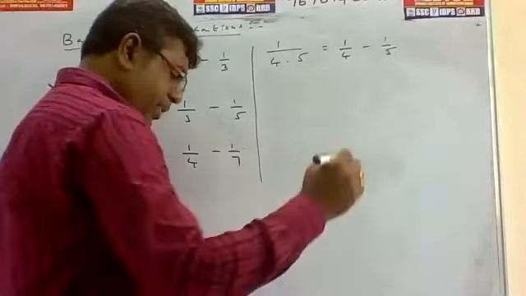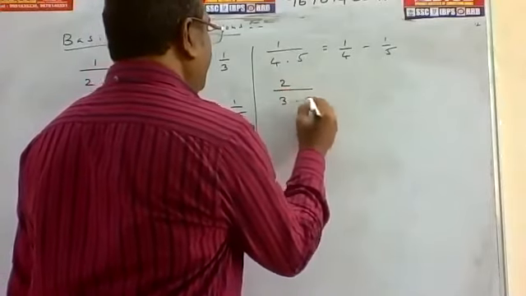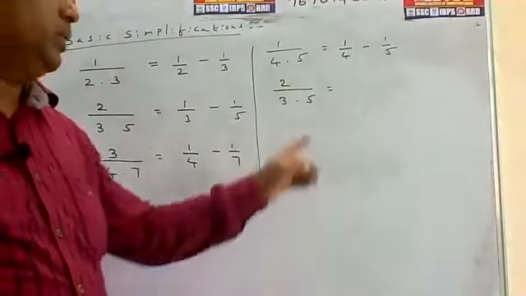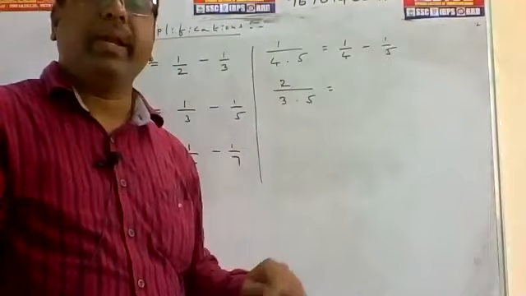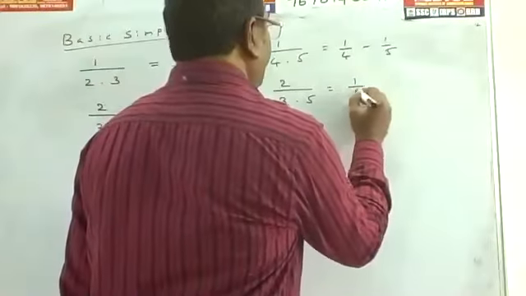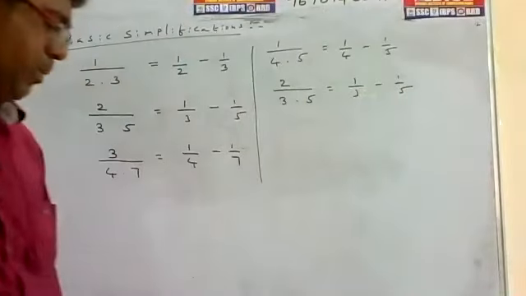Another example, 2 by 3 into 5. So 5 minus 3 is 2. Numerator is okay. Therefore, you can write down the value like this: 1 by 3 minus 1 by 5.